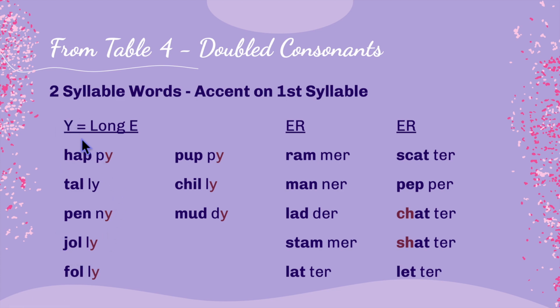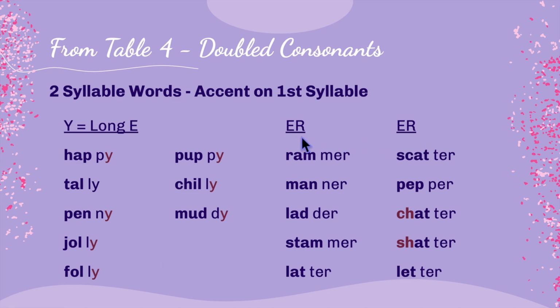In these words right here, the Y at the end is going to have a long E sound. So we have happy, tally, penny, jolly, folly, puppy, chilly. Remember, CH says ch, and muddy. What you might notice is that in all of these syllables, we have a short vowel sound. So when you're looking at a word that is already divided into syllables, if the vowel is in the middle of the syllable, try the short sound.